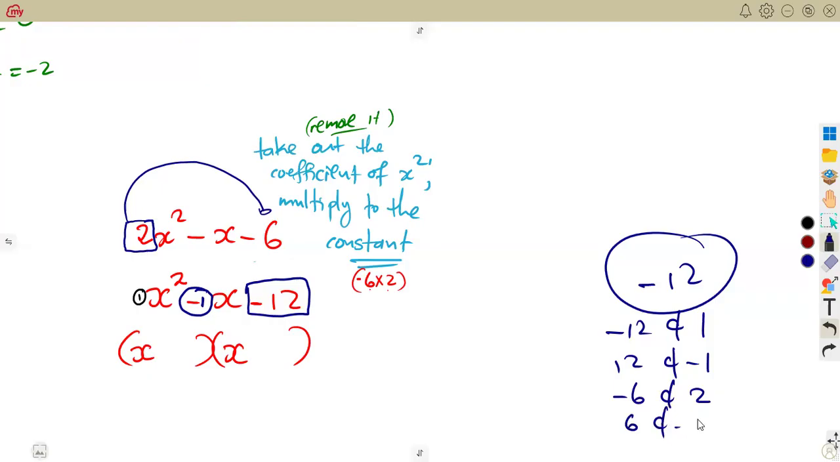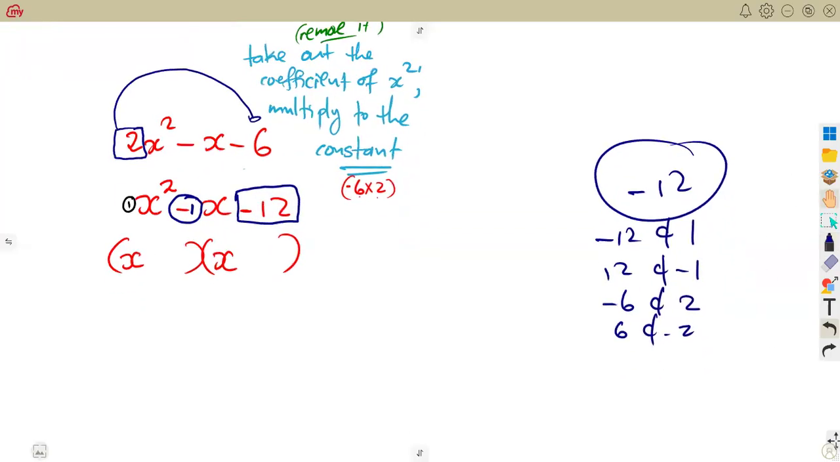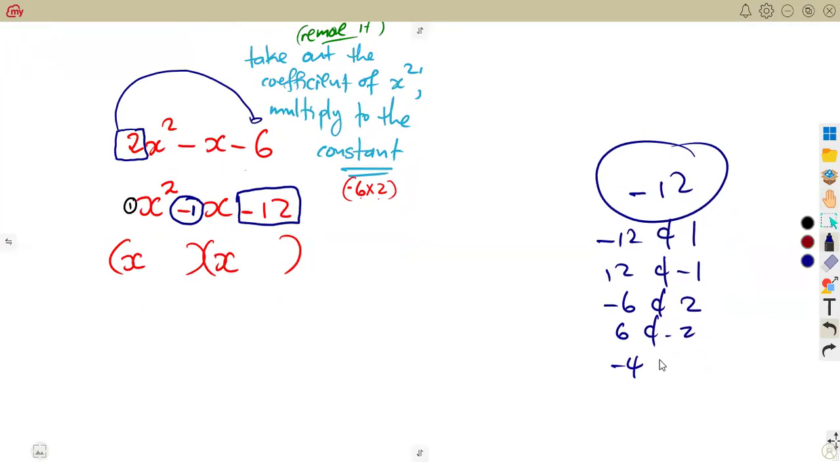Is it 6 and minus 2? Is it a 4 and a minus 3? Or is it a minus 4 and a 3? Or is it a 4 and a minus, like this? It's trial and error, but if you know these numbers, guys, there's no need for you to list them down like this. Yes, just for the revision sake.